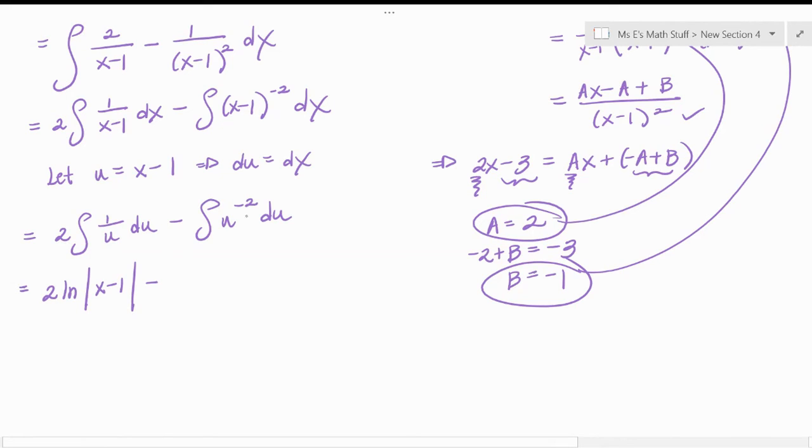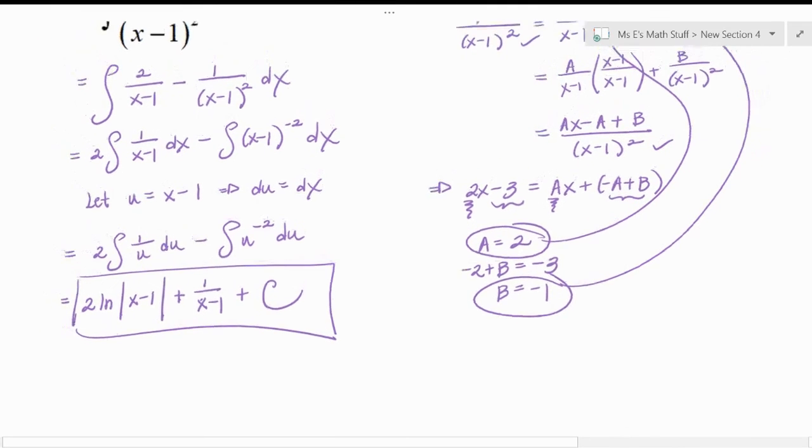And then power rule on the second one, add 1 to the exponent, divide by the result. You'll actually end up with plus u to the negative 1 over 1, or 1 over u, and u is x minus 1. There we go.